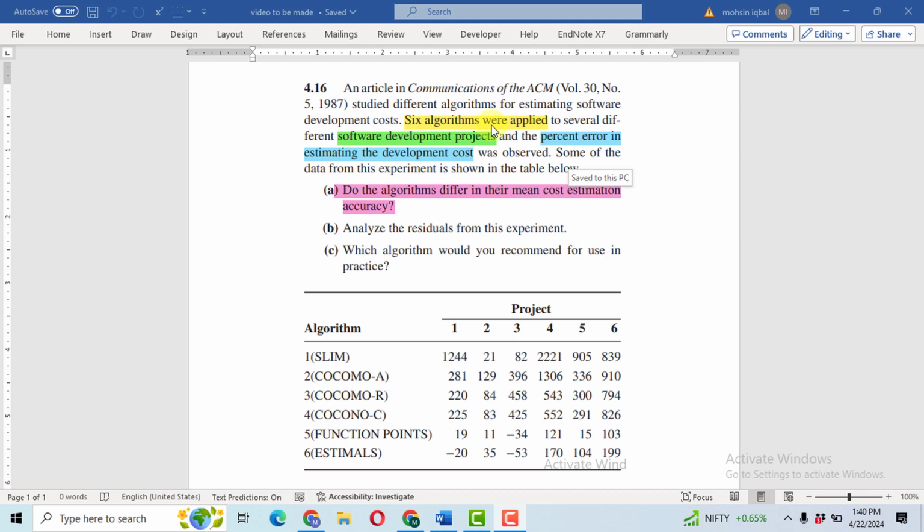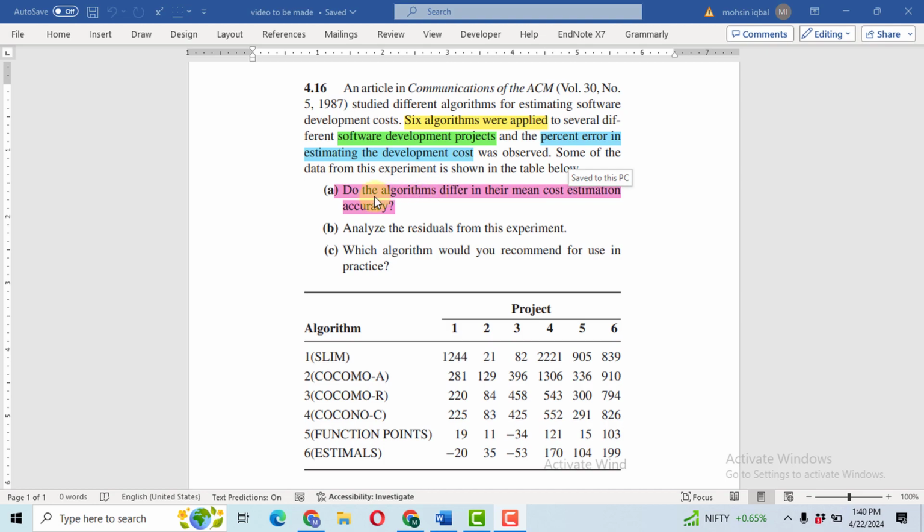So 6 different algorithms, these are our treatments, applied to 6 different projects. These are our blocks, 6 different blocks. And the percent error in estimating the development cost. These are the costs associated with them. They are our response variable.